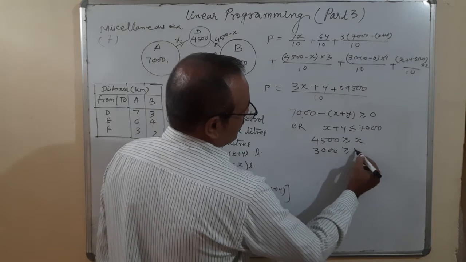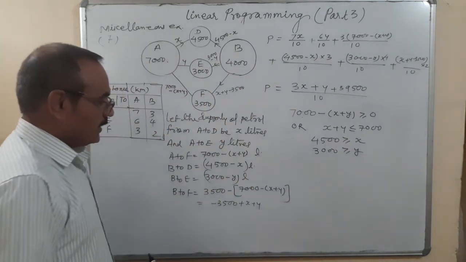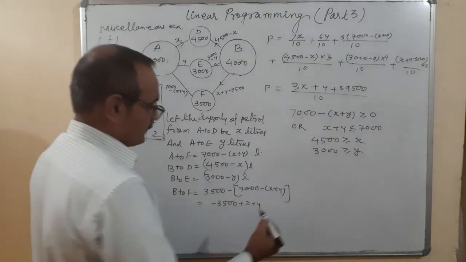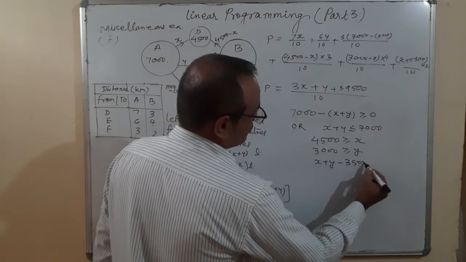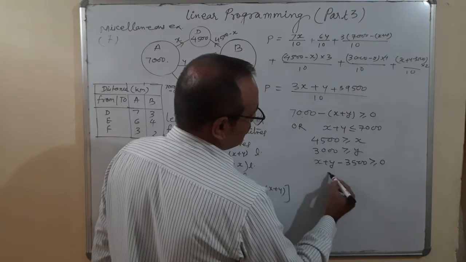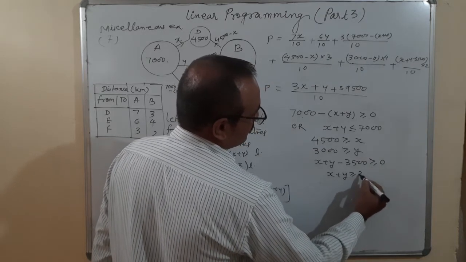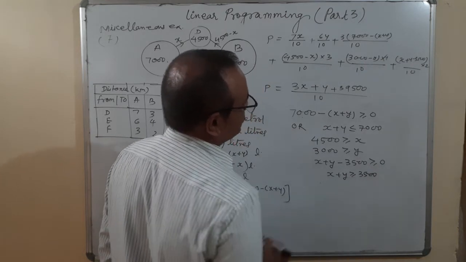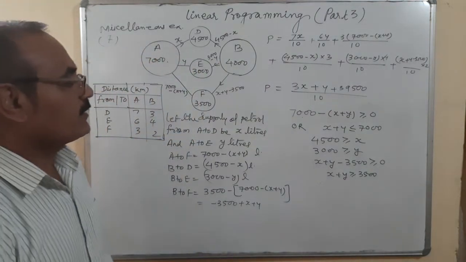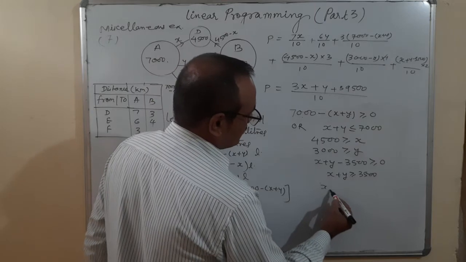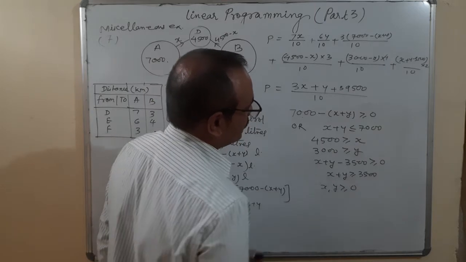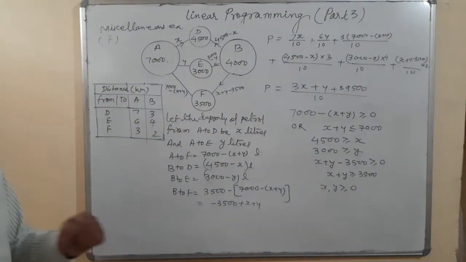3,000 is greater or equal to y from here. And this is x plus y minus 3,500 is greater or equal to 0. That means x plus y is greater or equal to 3,500. Okay. So these are inequalities, and obviously x and y are greater or equal to 0. Got it? These are all the inequalities.